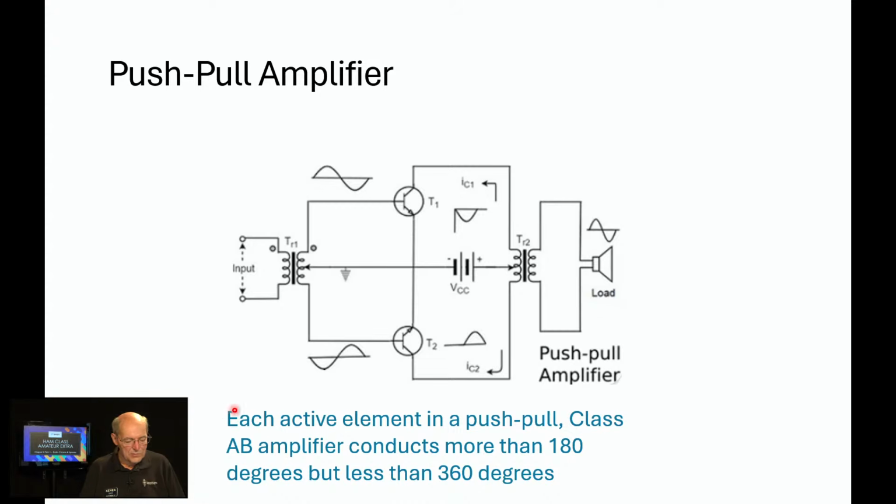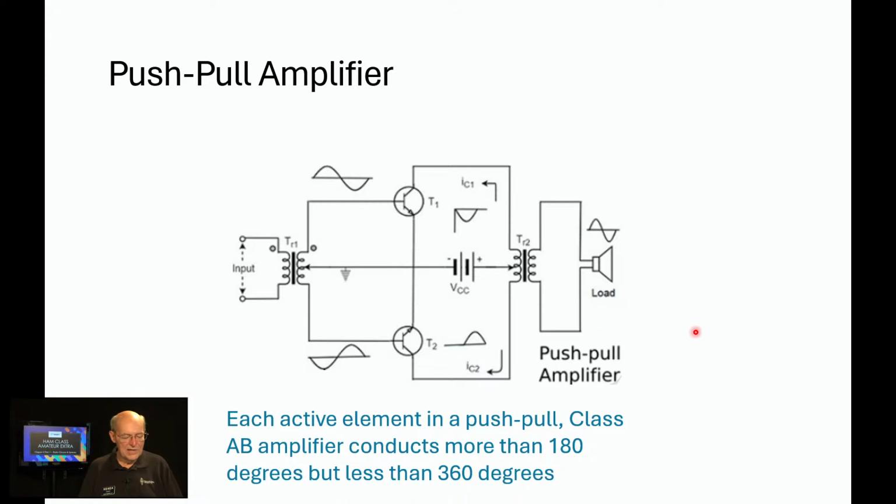So let's see if these words make sense now. Each active element in a push-pull class AB amplifier. Now let me back up a minute. In this case, we were just conducting on half of the waveform. So this diagram would be showing a class B push-pull amplifier. Well, might there be a problem with that? The problem turns out to be that at these switching points where it goes from not conducting to conducting, we have what's called crossover distortion, where it's kind of hard for the output to be pure if these are switching at exactly those 0 points.